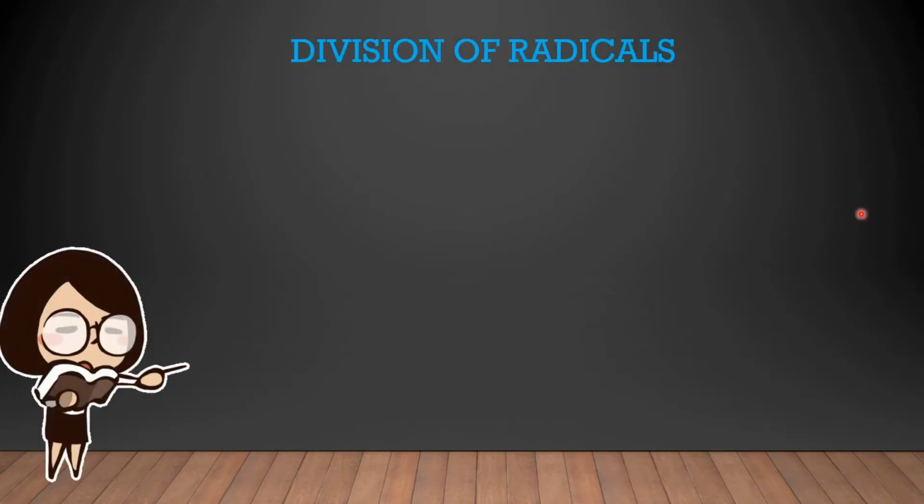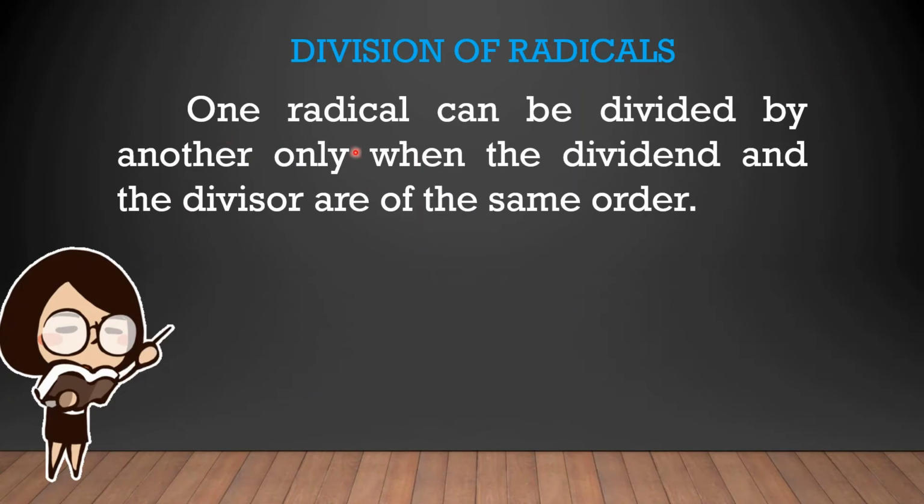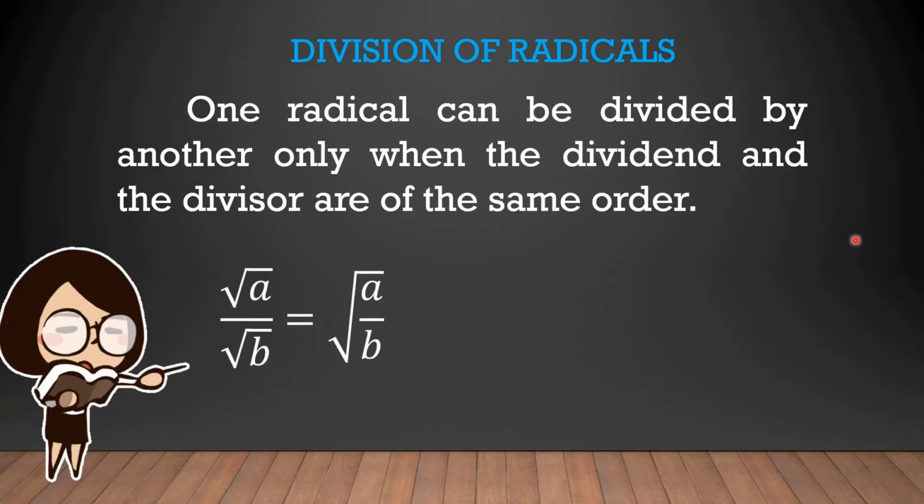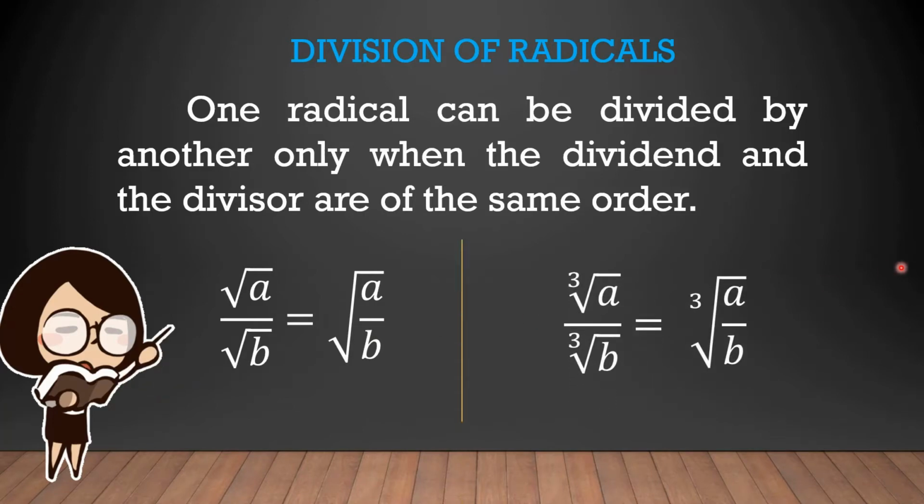In division of radicals, one radical can be divided by another only when the dividend and the divisor are of the same order. So in symbol, we have square root of a over square root of b is equal to the square root of a over b. Or, if we have cube root of a over cube root of b is equal to the cube root of a over b. Same order means the same indices.